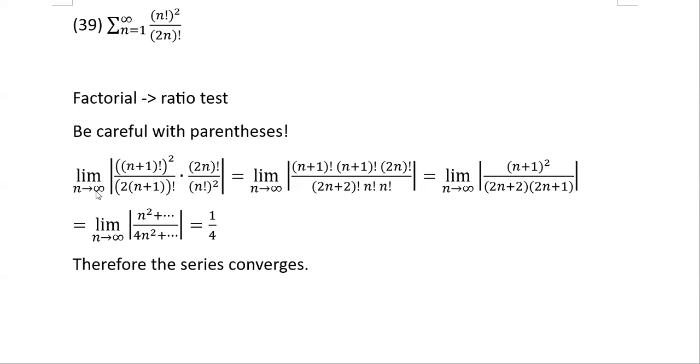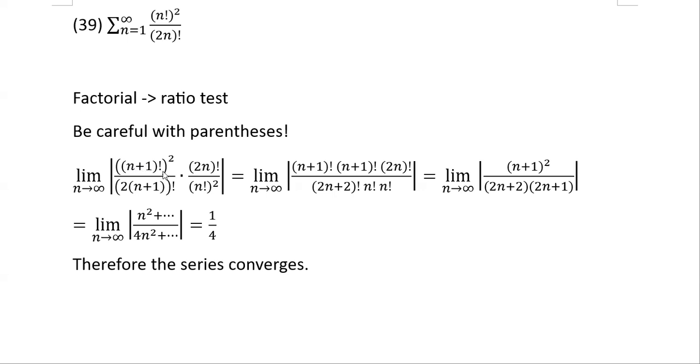Limit as n goes to infinity of a sub n plus 1 divided by a sub n. So for a sub n plus 1, replace each n with n plus 1. This is where I'm saying be careful with the parentheses. Okay? And dividing by a sub n is the same thing as multiplying by the reciprocal of this guy. So let me go through the algebra.